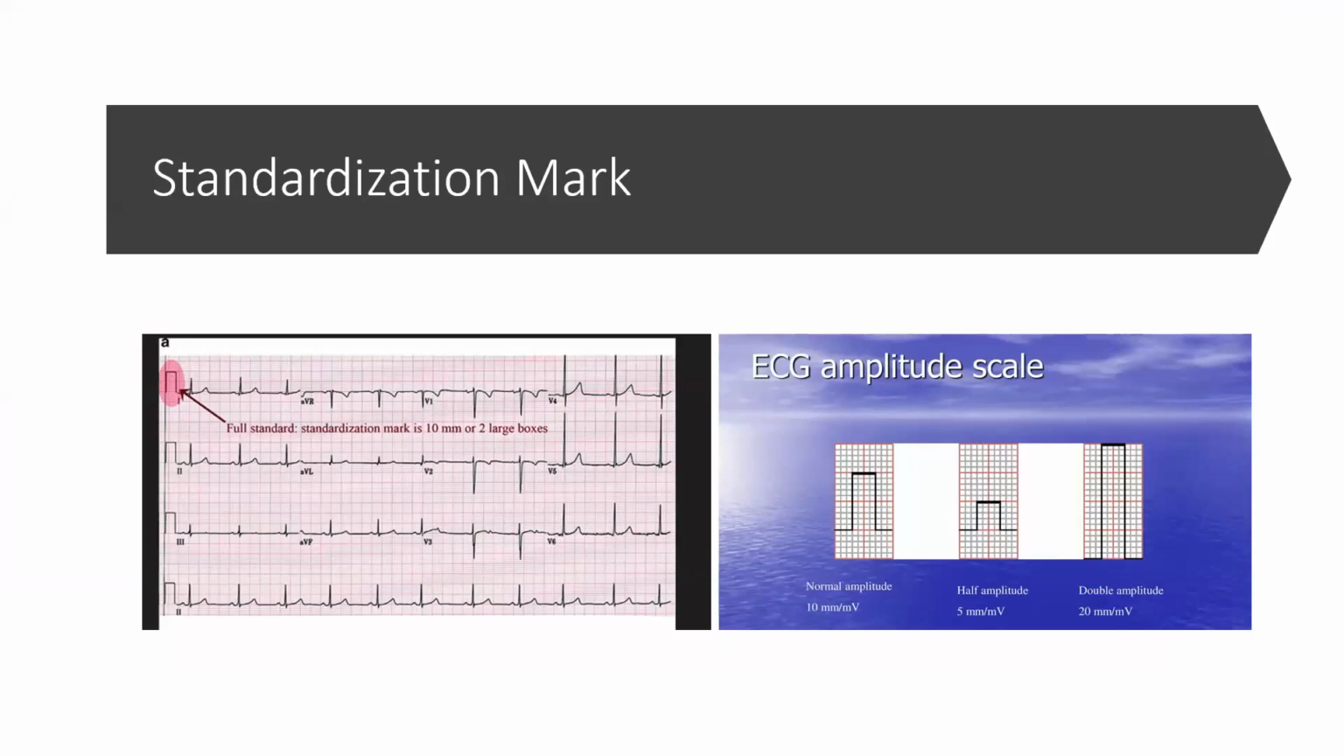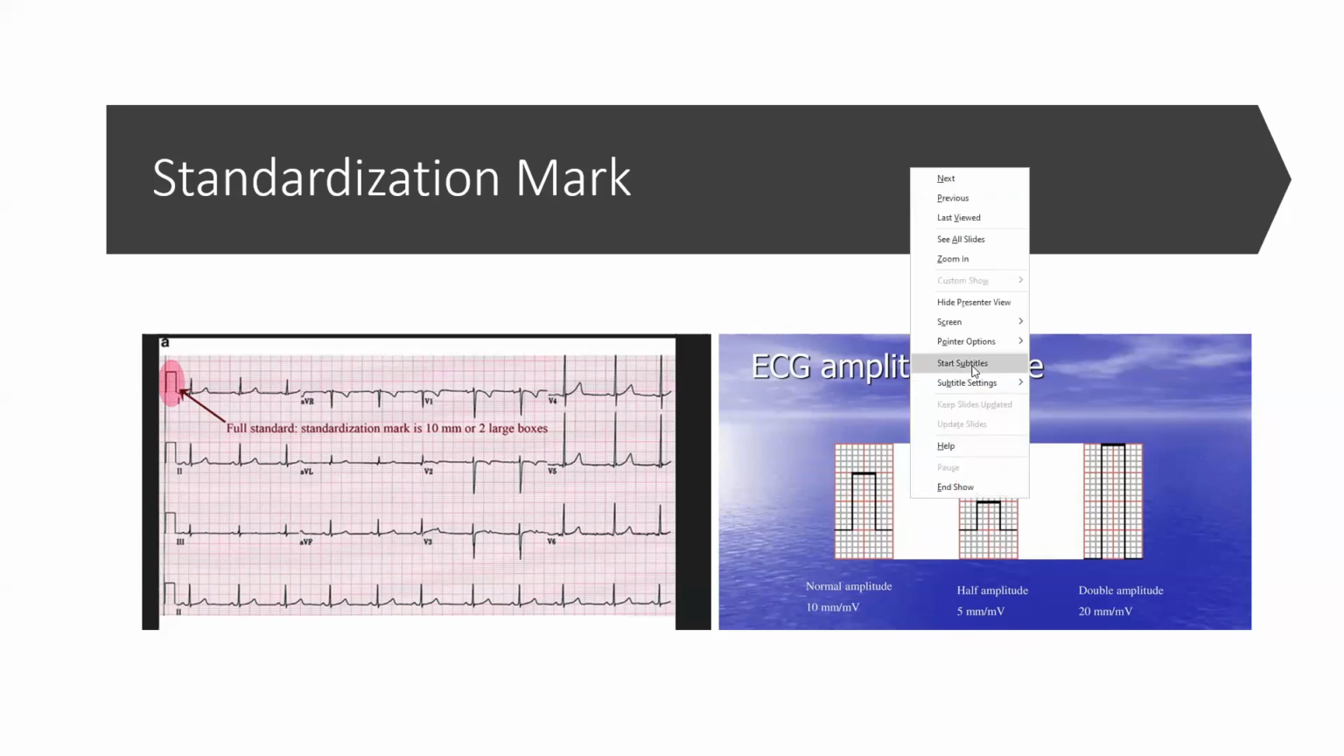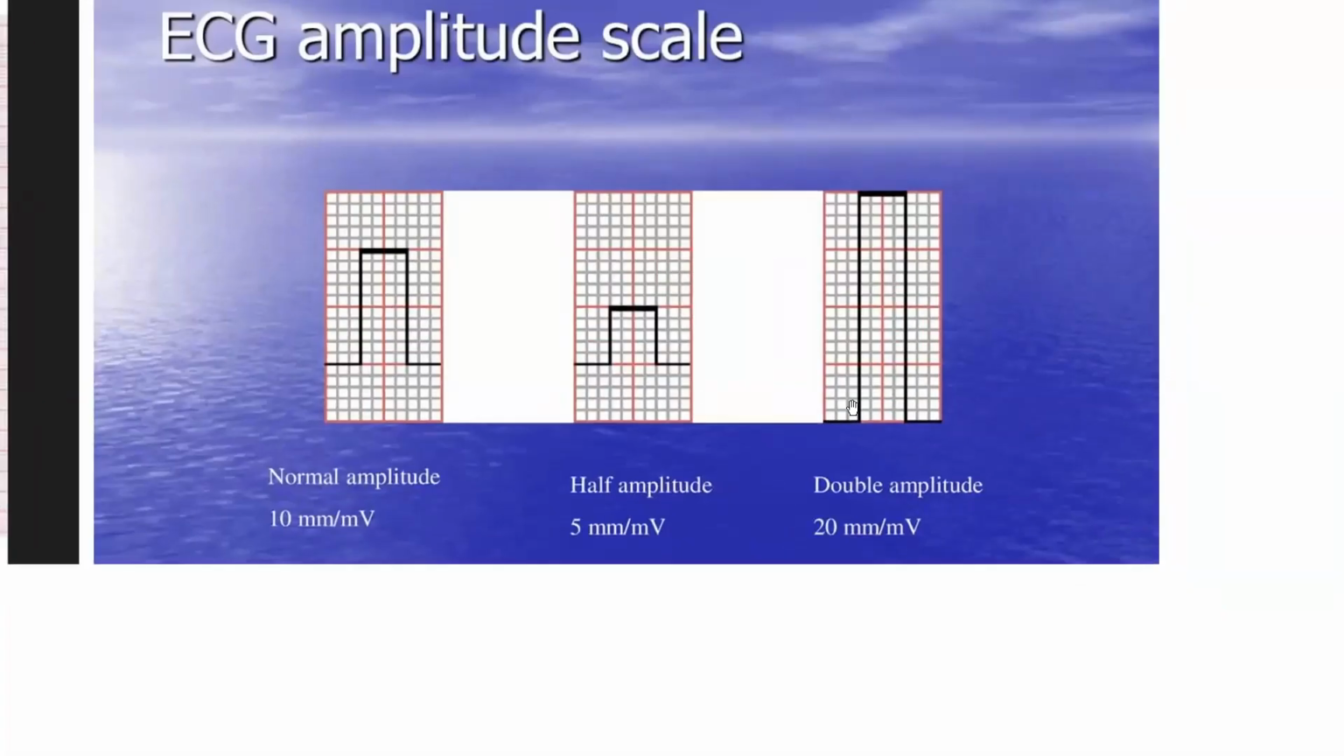Now, the opposite may also occur. For example, if the ECG complexes and waveforms are too small for you to be able to appreciate, the machine automatically amplifies the normal image twice. And this is called a double standard, such as what is seen in this third frame. So if I show you this amplitude right here, how many boxes do you see that is encompassed by this standardization mark?